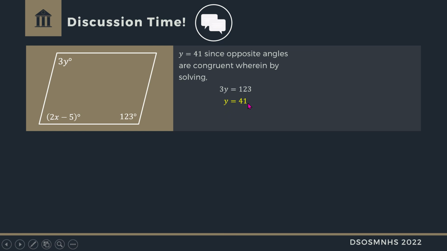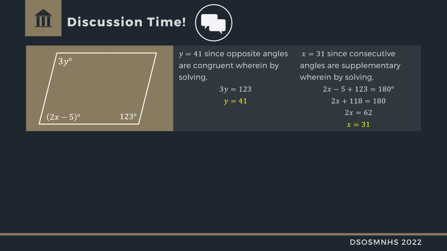So, it is not 41 degrees, but the value of y. So, since opposite angles are the same, 3 times the value of y. What is y? 41. So, 3 times 41, 123 degrees. Okay? So, next, to solve for x.